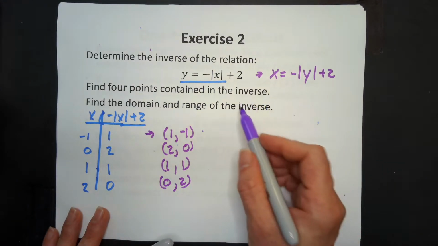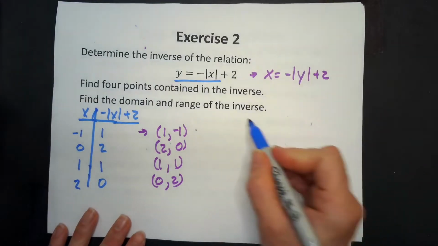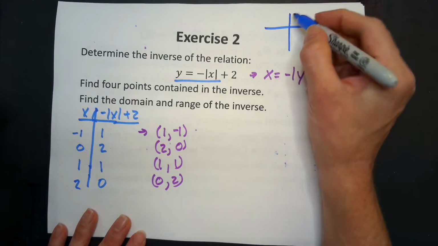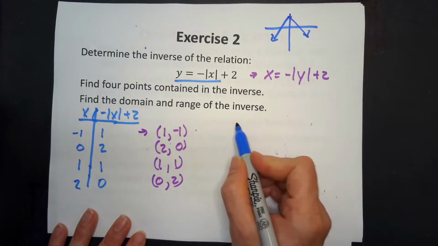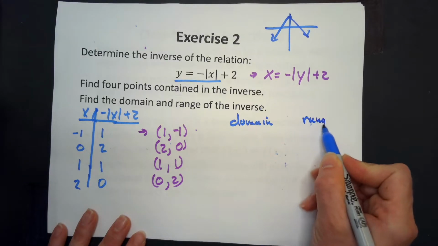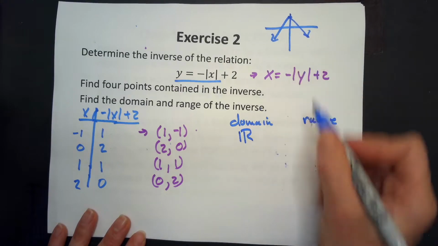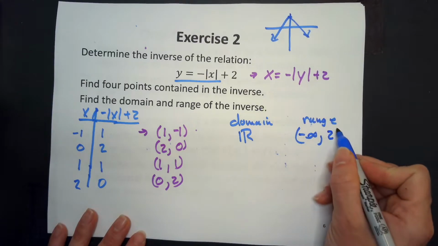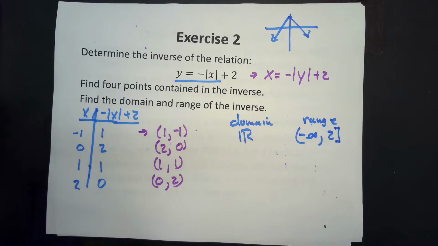And so for the domain and the range, we can see that this is going to be the original graph. So let's sketch the original graph. We said it was moved up 2 units and reflected down. So like this. And so the domain of the original, range of the original. The domain was all real numbers, negative infinity to positive infinity. And the range looks like it's going to go from negative infinity all the way to 2, since it's been turned upside down, including 2. And we can see that max value there.